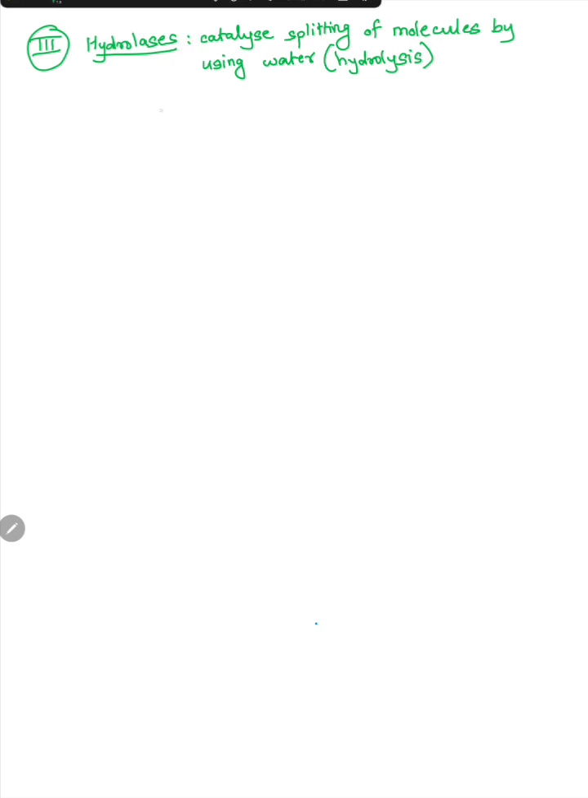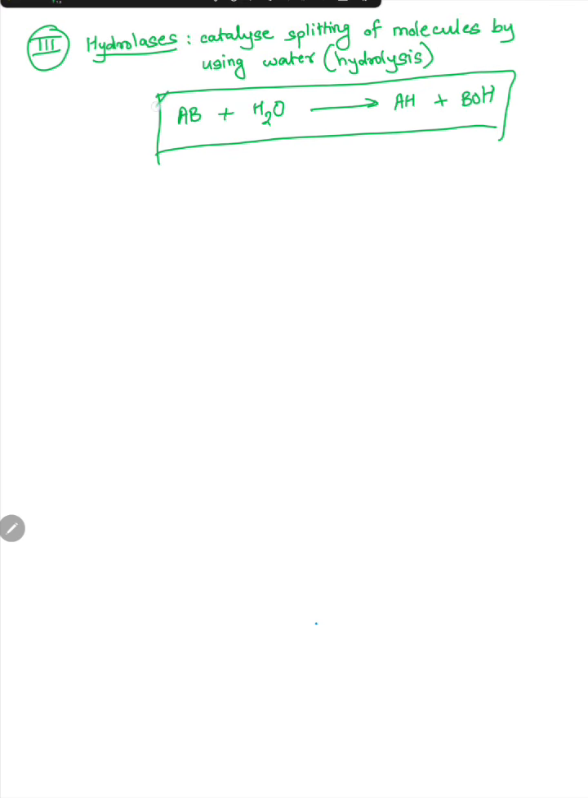The third class of enzymes is hydrolases, which catalyze splitting of molecules by using water. Splitting or breakdown of molecules by using water is also called hydrolysis. The general reaction can be written as, if there is this molecule AB and you split it into two using water, water will become H and OH. OH will go to one of them, H will go to the other, so A can become AH, B can become BOH, or B can become BH, A can become AOH, depending on whatever the reaction is. So the general reaction for hydrolases is AB plus H2O gives AH plus BOH.